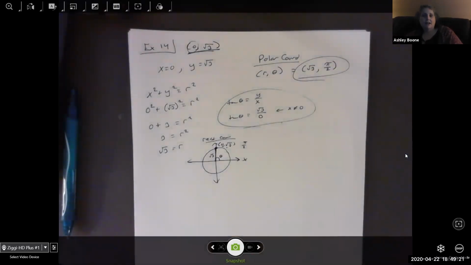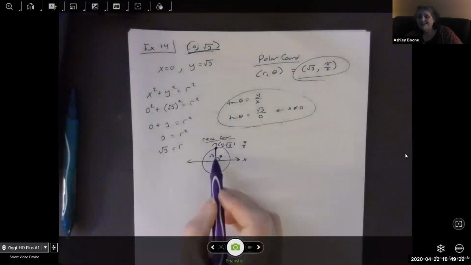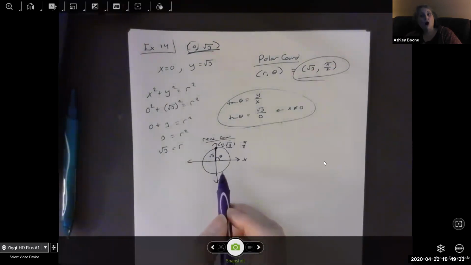So we didn't have to use the idea of tangent with these. If your x value is 0, if you have a positive y value, your theta is going to be pi over 2. If you have a negative y value, your theta is 3 pi over 2. You're on the y-axis, okay?